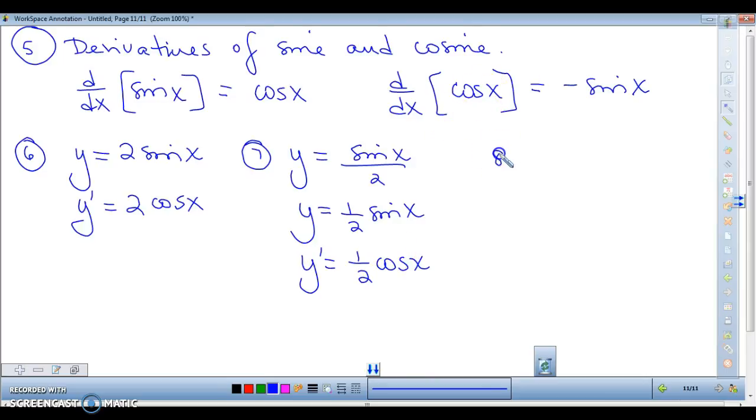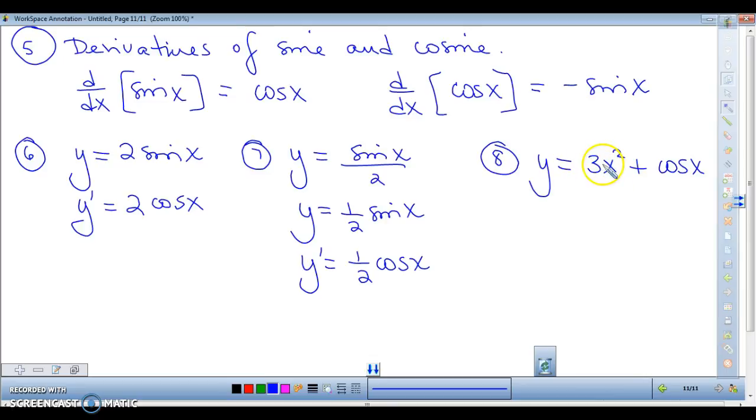Alright, sometimes we like to mix some things up. Let's say that your function is going to be 3x squared plus the cosine of x. Okay, that's the sum of 2 functions. This is your quadratic function. This is a cosine function. Just do each one of them separately.